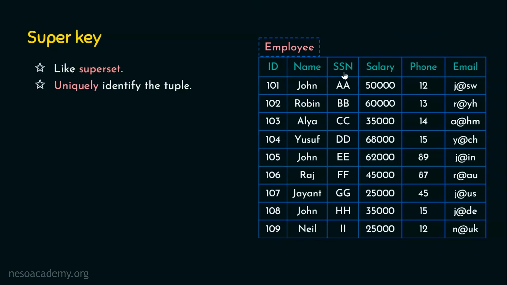And coming to SSN, the social security number or the Aadhaar number, the reason why I am picking SSN is in certain countries, every citizen will be assigned a social security number. Like in India, we have Aadhaar number. With Aadhaar number, we can uniquely identify that particular person. So this will also be unique and this will also be not null to some extent.